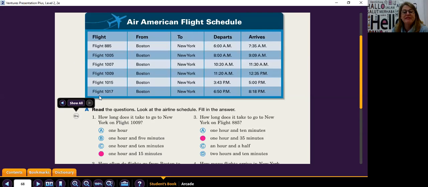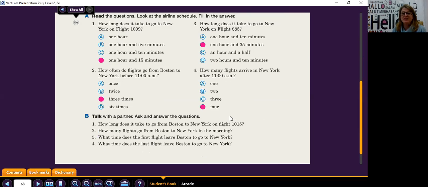There you go. And number 4, what time does the last flight leave Boston to go to New York? Here we go. If I look at flight 1017, it is the last flight. Here's your sentence. The last flight departs Boston at 6:50 p.m. So that was kind of fast. You can rewind and pause and do what you need to practice that speaking. And yes, it is silly and you feel kind of weird, but I mean, the times call for it, right?